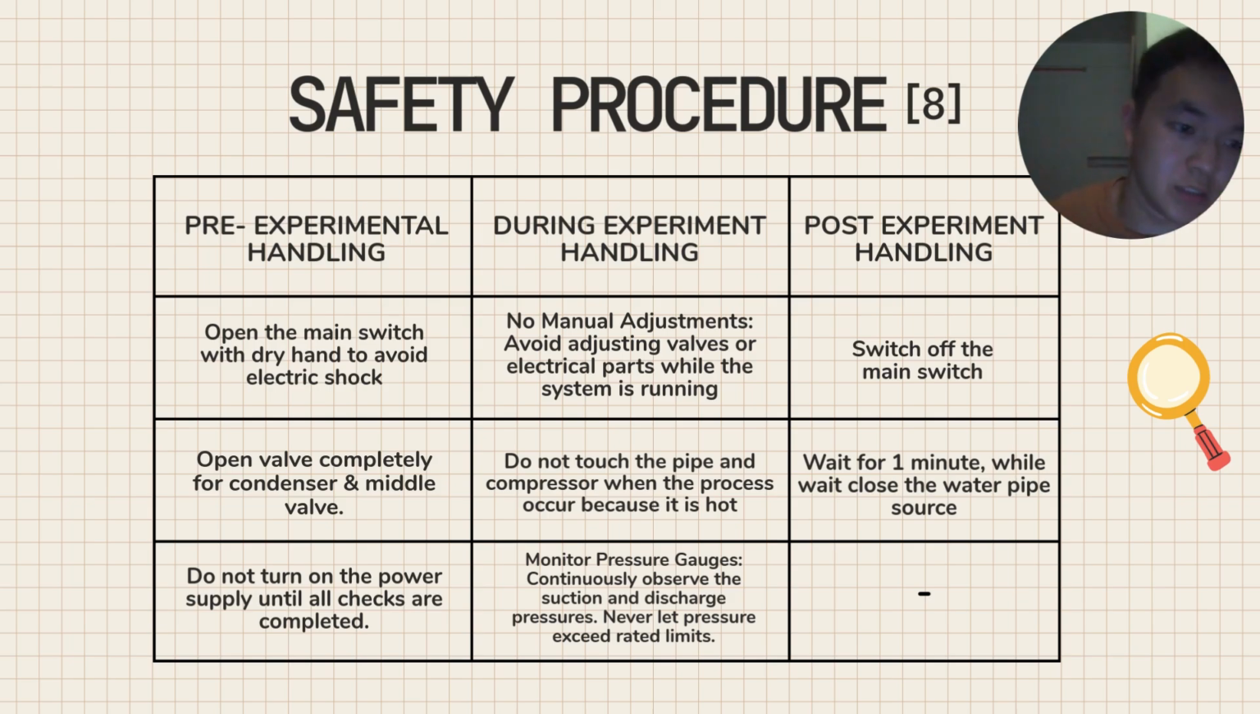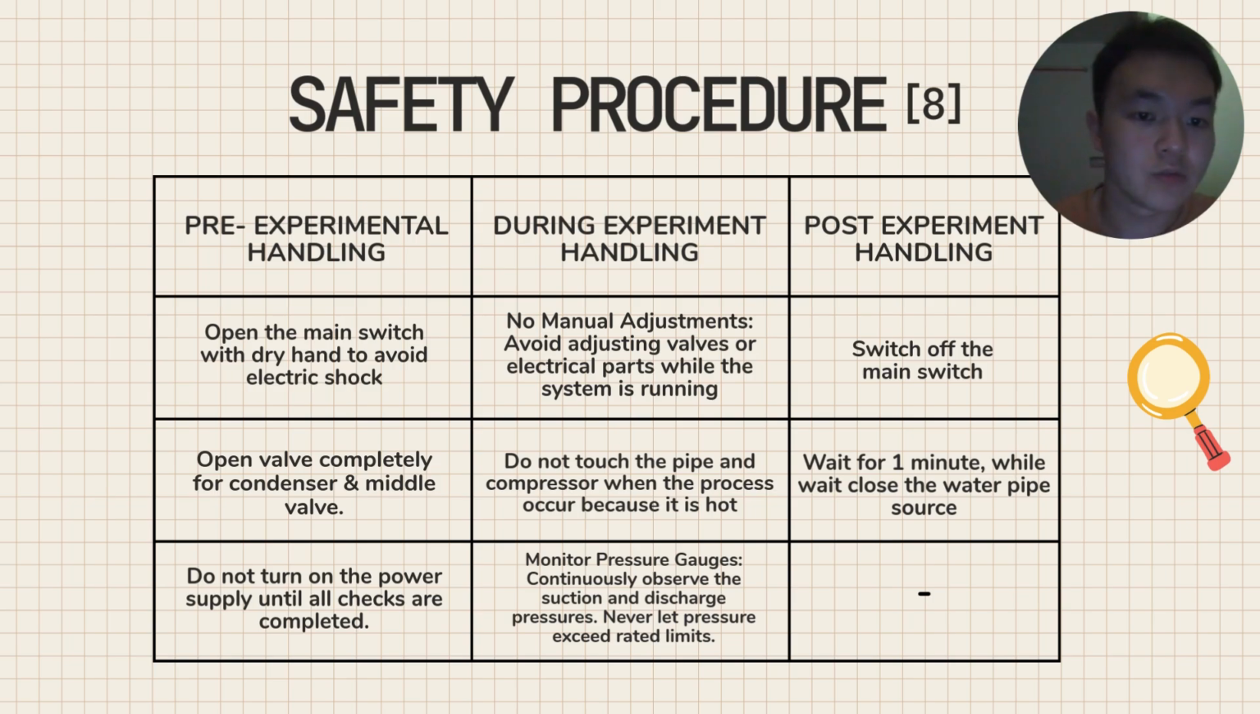As for the safety procedure, it consists of three parts: pre-experimental handling, during-experimental handling, and post-experimental handling. For the pre-experiment handling, firstly, open the main switch with a dry hand to avoid electric shock. We also need to open the valves completely, the middle valve and the yellow valve for the condenser, to avoid overflow or leakage. And do not turn on the power supply until all checks are completed, to avoid any malfunction.